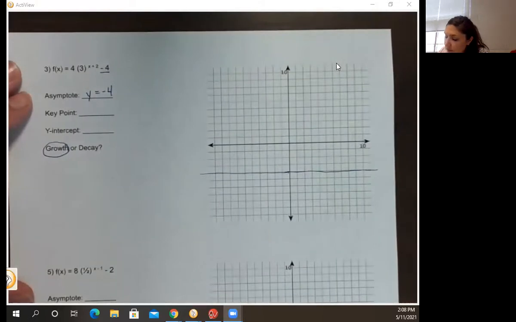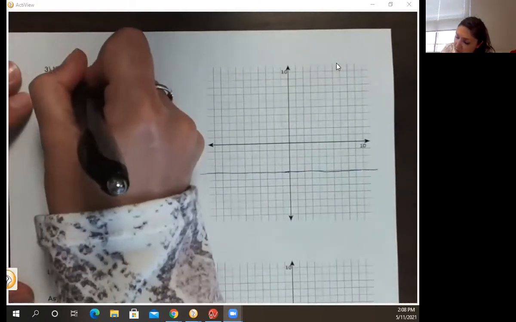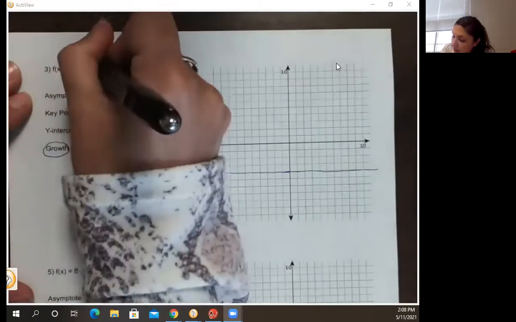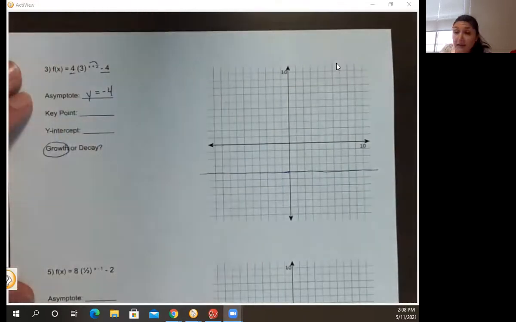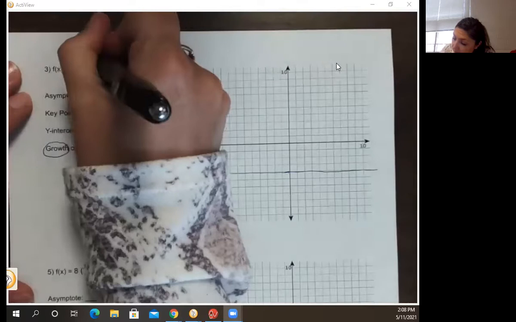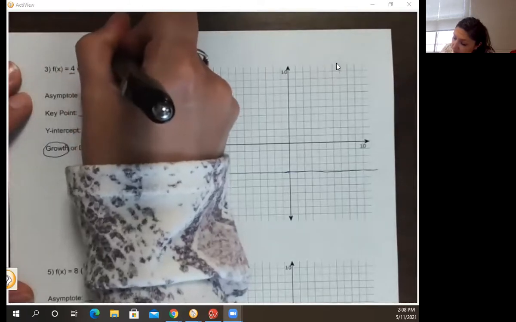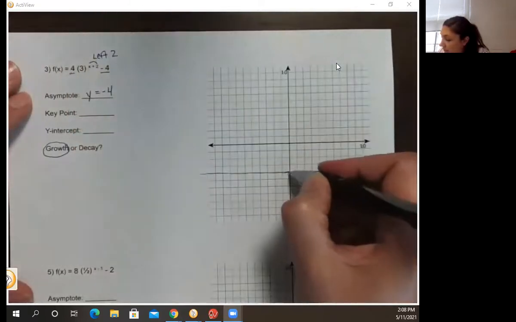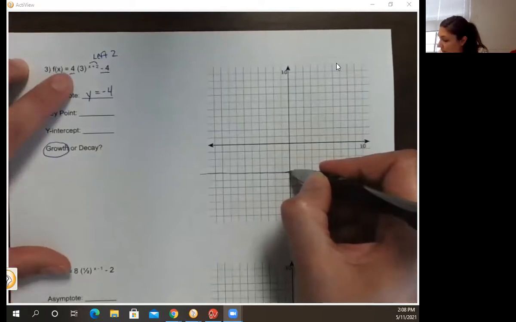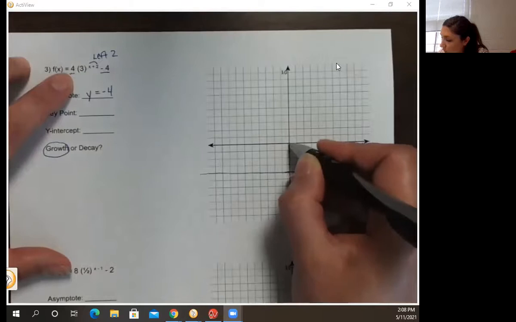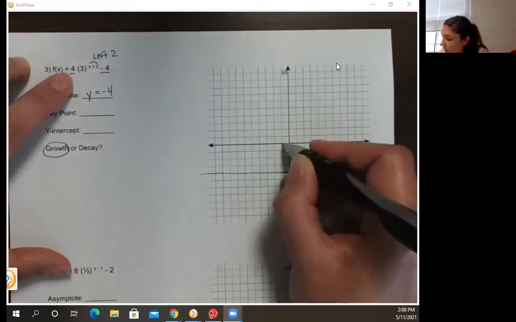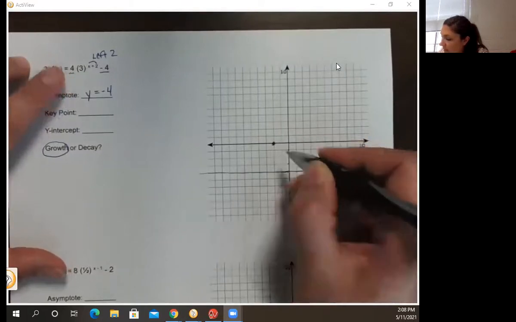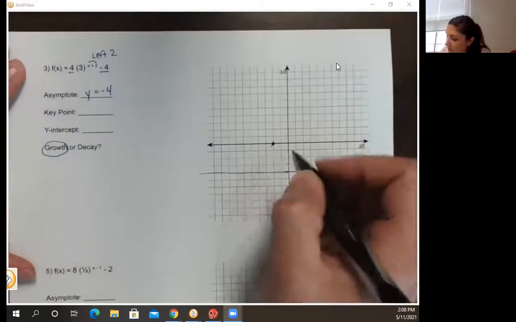Now let's find our key point. So we're going to use that initial value. And then this time in my exponent, I have x plus 2. That means that we're going to go to the left 2. So starting on the y-axis at my asymptote, I'm going to go up 4. 1, 2, 3, 4, and then left 2. 1, 2. There's my key point, -2, 0.